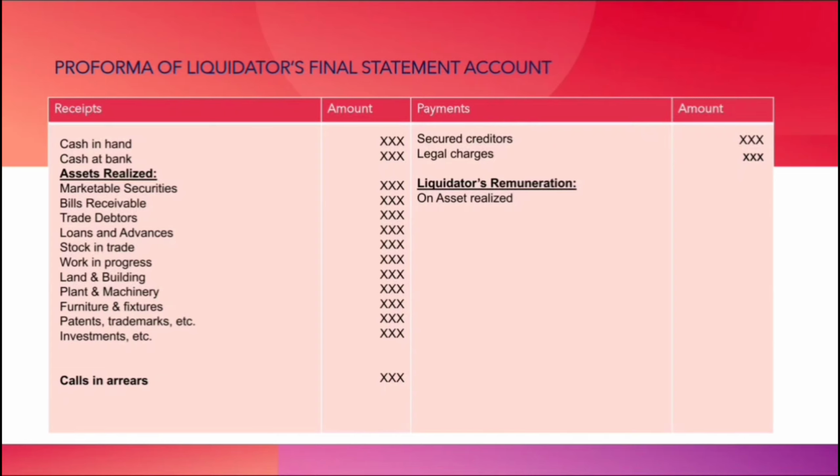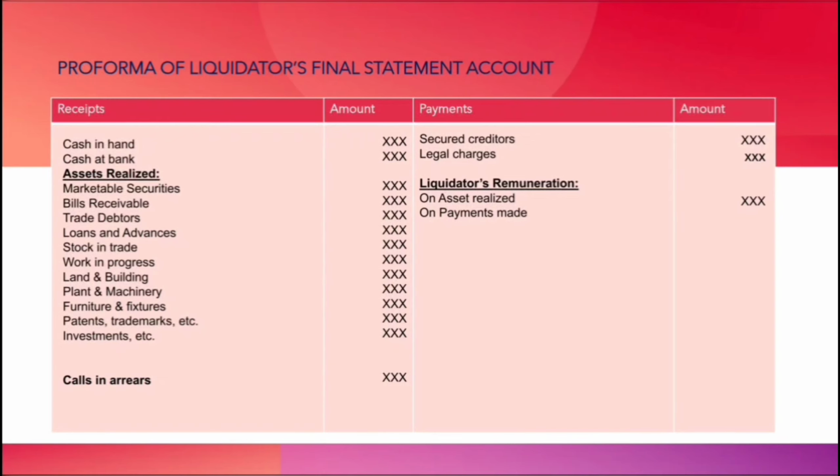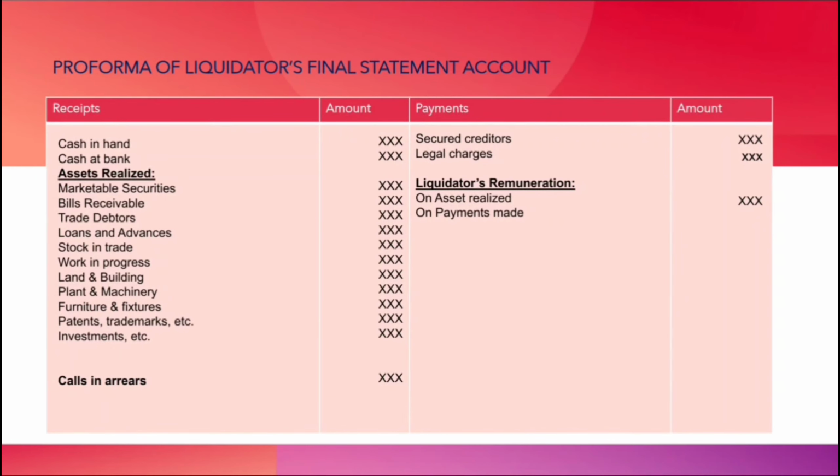Similarly, sometimes the liquidator's remuneration may be based on the payment as well. Payment may be, for example, payment made to unsecured creditors. Sometimes the liquidator's remuneration is also based on payment made to preference shareholders, and payment made to equity shareholders. Likewise, sometimes the liquidator's remuneration may also be a combination of both assets realized and the payment made.